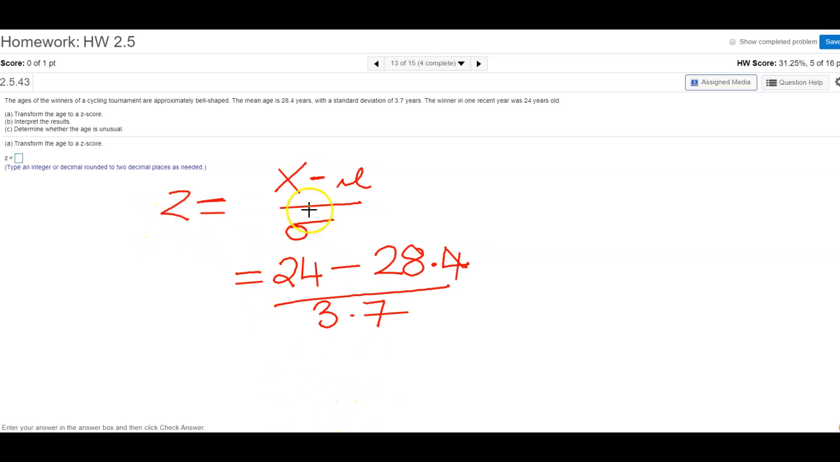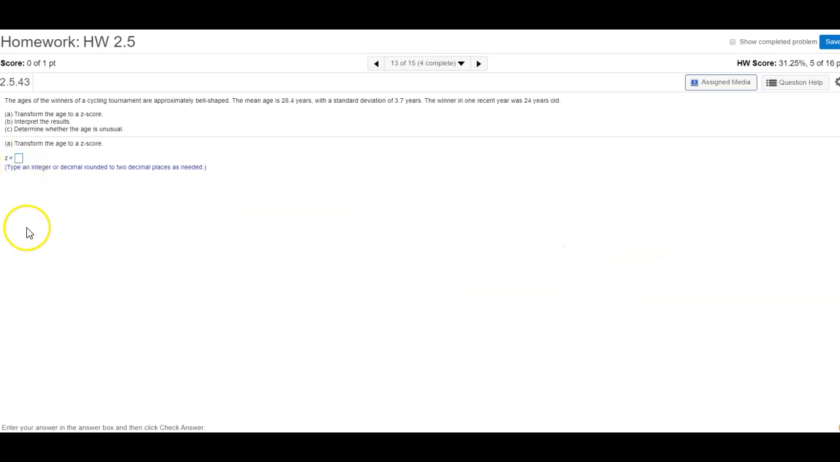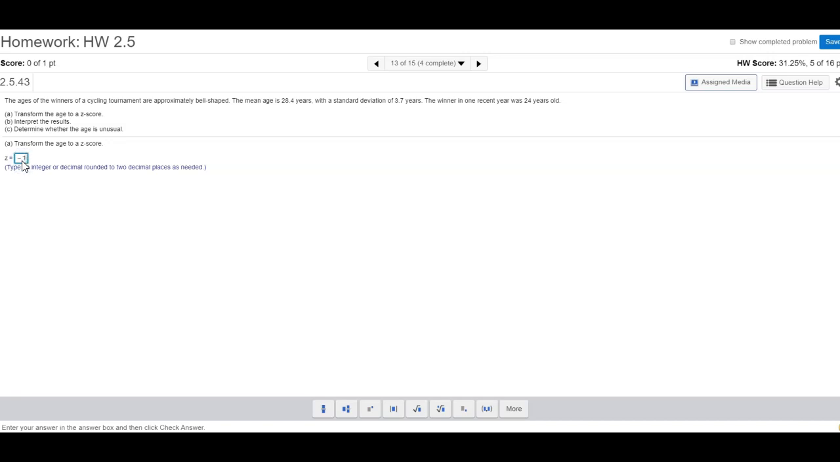So the Z-score is X minus mu over standard deviation, correct? My X is 24, mu is 28.4, and standard deviation is 3.7. So when I go ahead and do that, I end up with negative 1.19. So my Z-score is negative 1.19, and I have to go ahead and plug it in here.